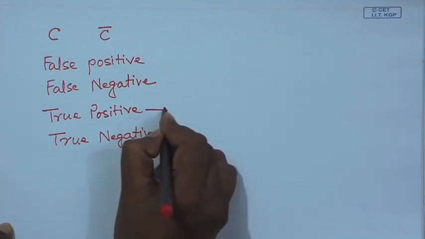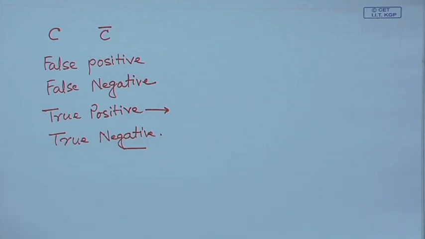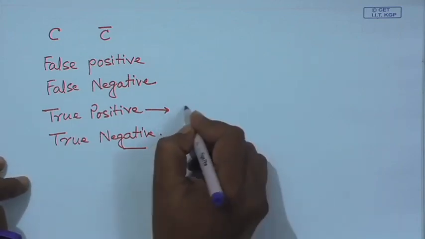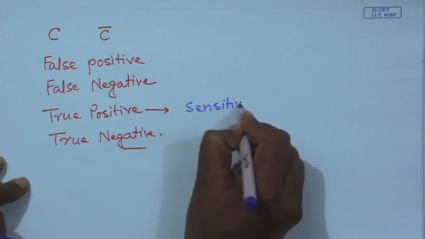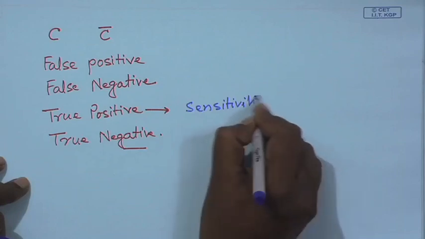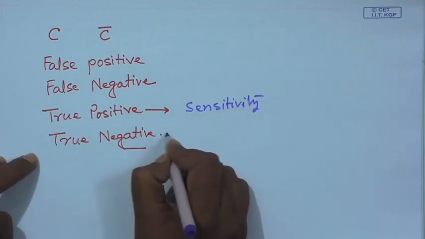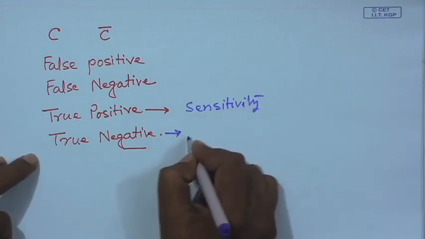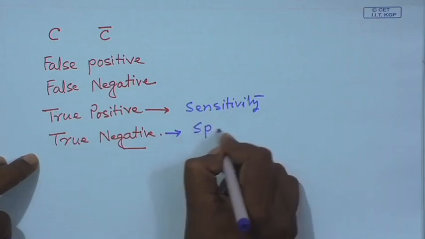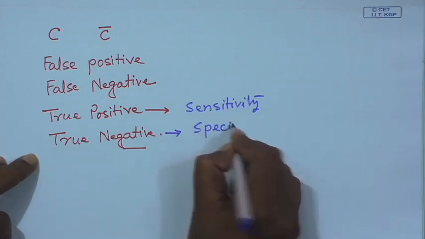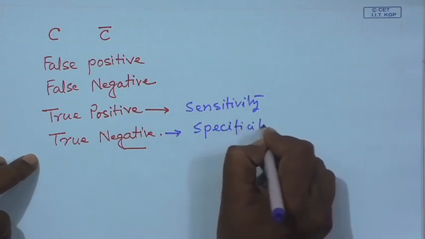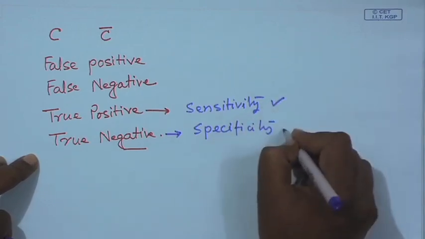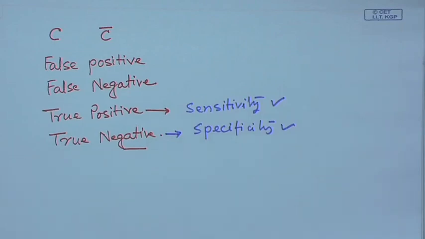This true positive or rate of true positive is also called the sensitivity of the classifier. And the true negative, this is what is called specificity of the classifier. So, I have these two terms, one is sensitivity, other one is specificity.